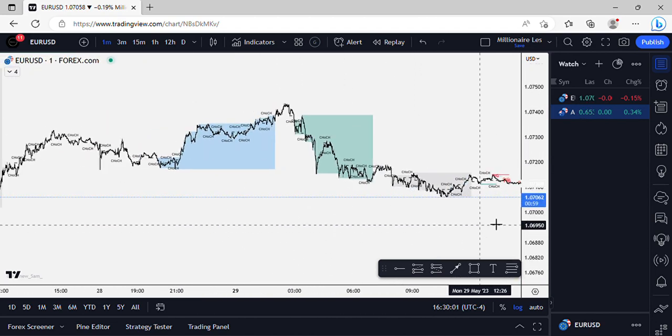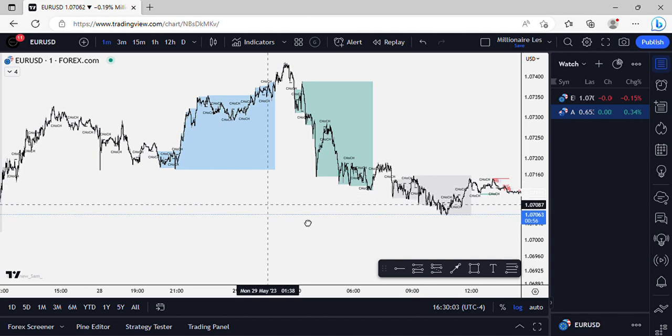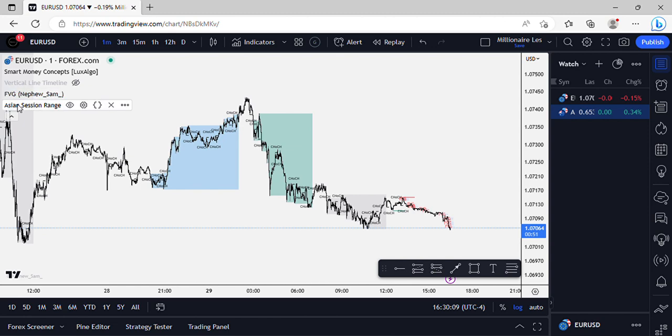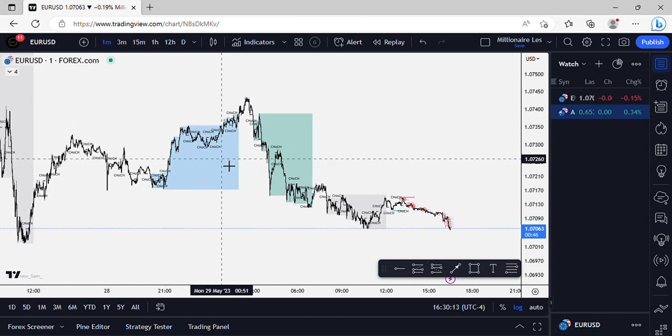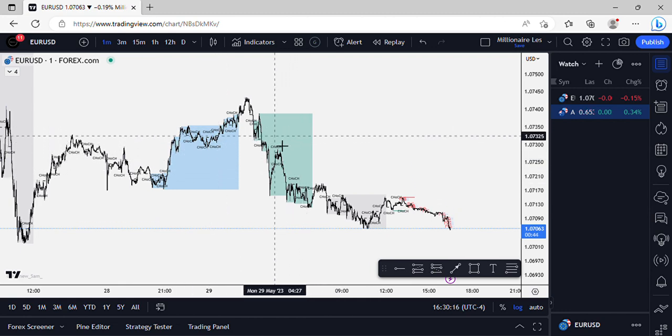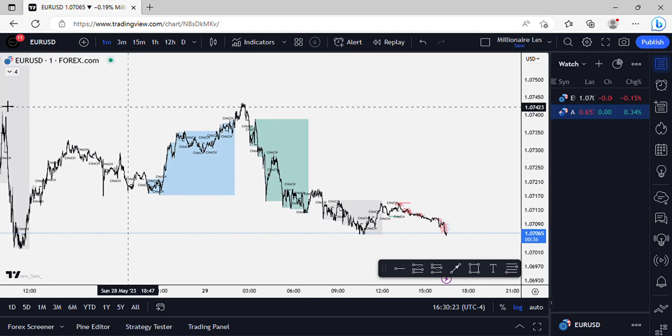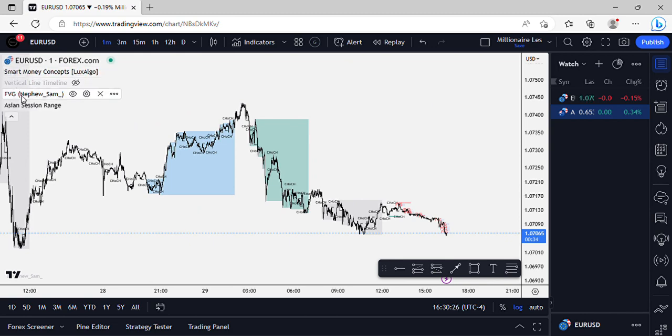Before I go into anything, I'm going to show y'all the indicators that I use. The first indicator is called Asia Session Range, and it literally shows you session per session. Blue is Asia, this greenish color is London, and this grayish color is New York. Another indicator that I use is Fair Value Gap by Nephew Sam, which helps you find fair value gaps. I enter in off of order blocks and fair value gaps. Like I said, that's just my entry model for myself.